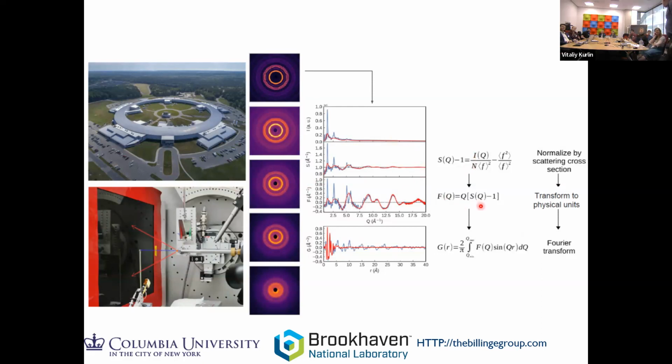I'm disappointed that you didn't talk about the Fourier transform, but this is the kernel of the Fourier transform. This is the Fourier transform. It's a sine Fourier transform, and you get this thing called the radial pair distribution function, which has a probability on this axis and a distance on this axis. And it's the probability of finding two atoms separated by that distance.